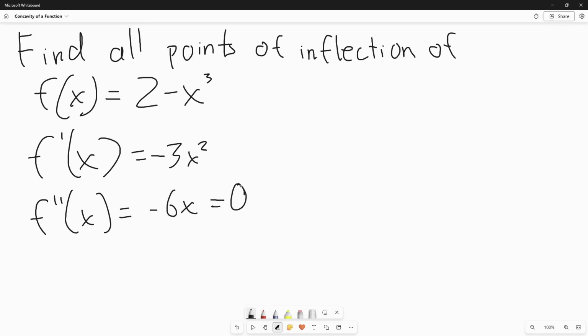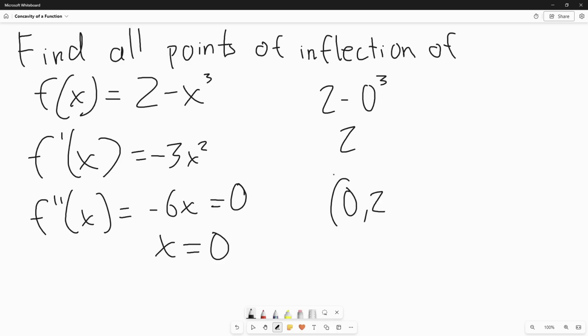And we can set this equal to 0 or undefined, but if we set it to undefined, there's obviously going to be no real solutions. So x equals 0. This is our only point of inflection, but now we need to find the y value. So to find the y value, we plug in x to our original function, so 2 minus 0 cubed, and we get 2 for our y value. So the point is (0, 2). That's our answer, and that's our only point of inflection.